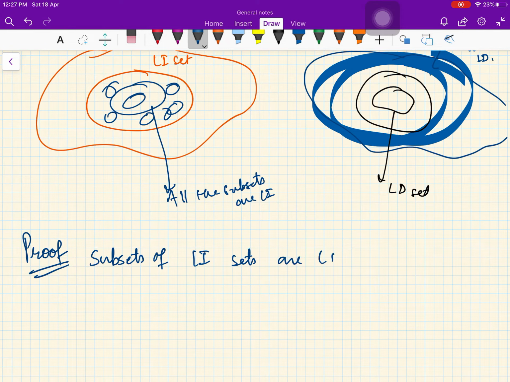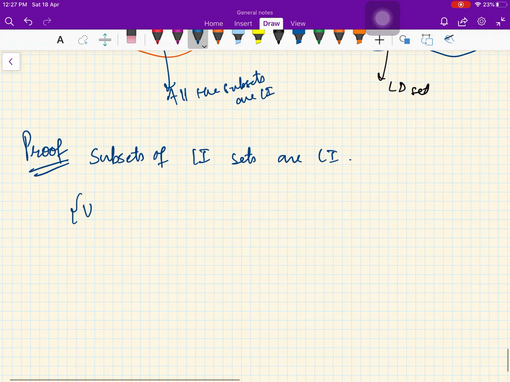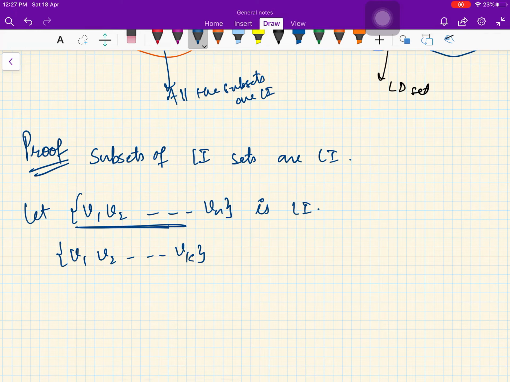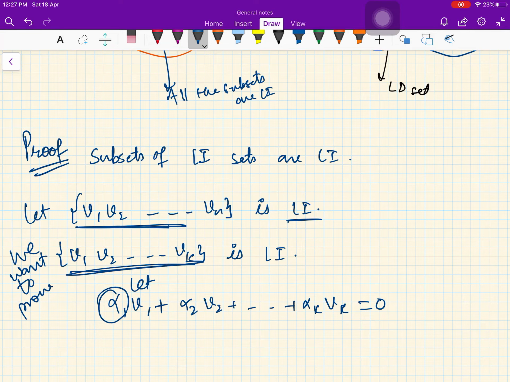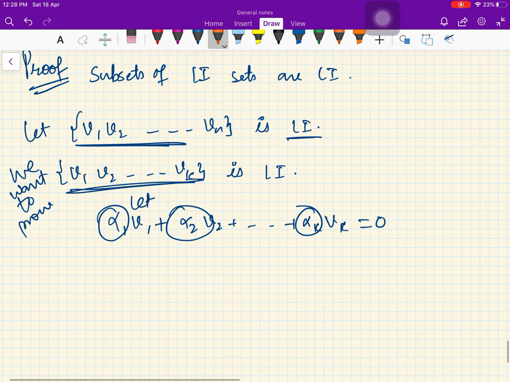First I want to prove that subsets of linearly independent sets are linearly independent. Let you have a set v1, v2, ..., vn which is linearly independent, and you take any subset v1, v2, ..., vk. I may not choose from the start; you can choose any vectors from this set. We want to prove this set is linearly independent. So for that you take alpha 1 v1 plus alpha 2 v2 plus ... alpha k vk equal to 0. Now you want to prove alpha 1, alpha 2, ..., alpha k are zeros.